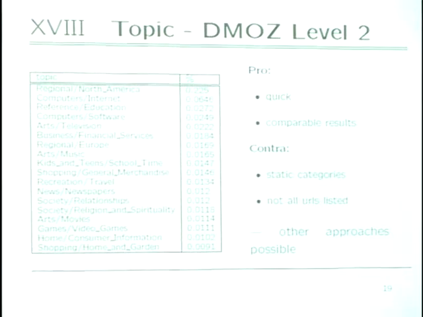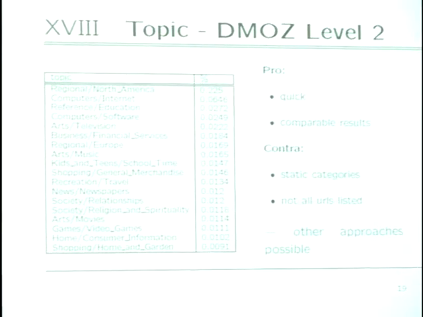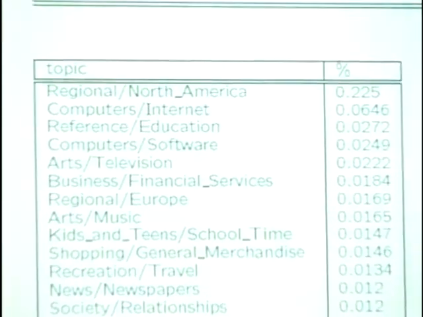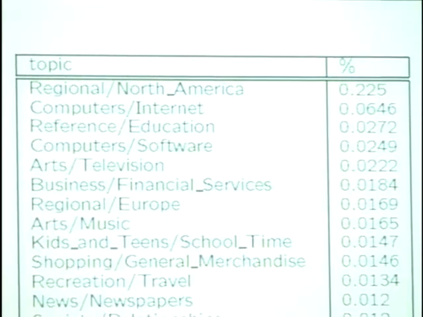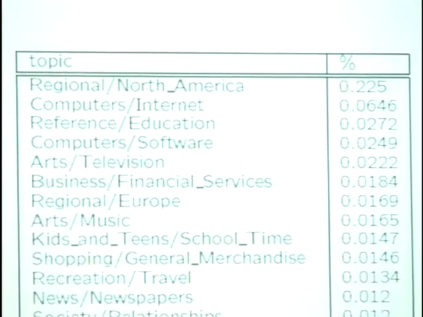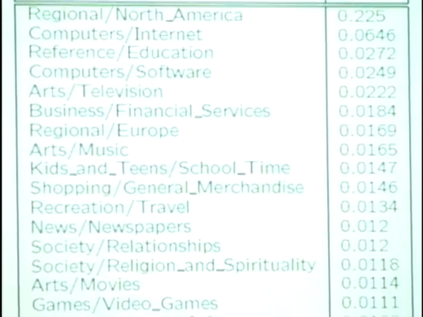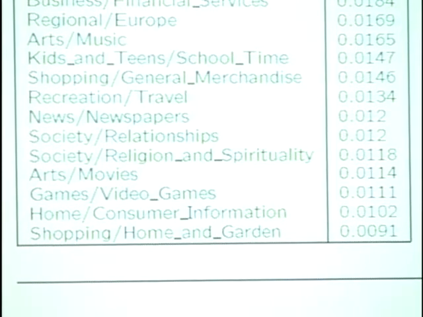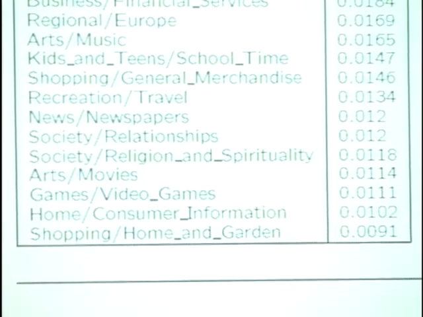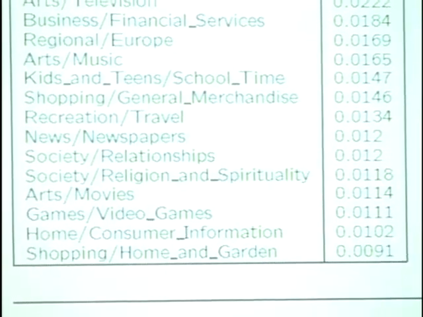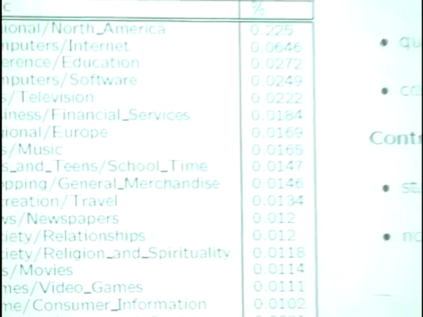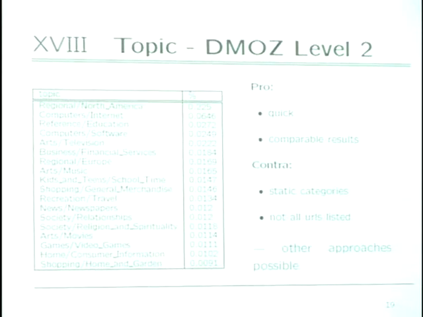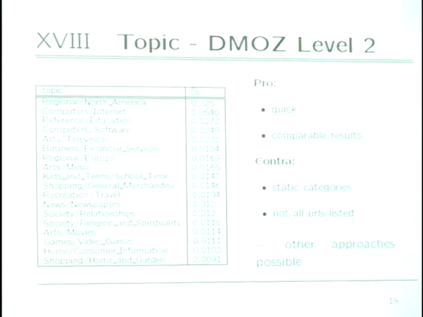So, what are the pros and cons of this solution? Well, of course, the pro is that this is a very quick solution. It delivers comparable results. But the con is that you are bound to the topic categories of Demos. So there are much more sophisticated approaches possible. You can think of unsupervised clustering of search queries, where you cluster the terms by some collocation measure, and you get a much more natural motivation for topic categories. But then you run into other problems, and so I did not show that here.